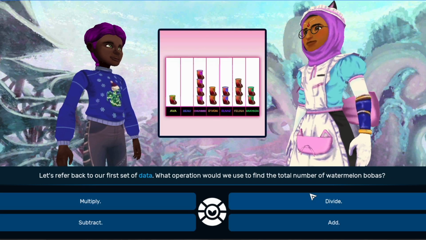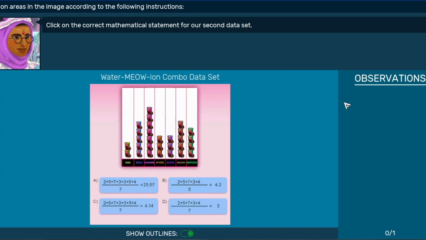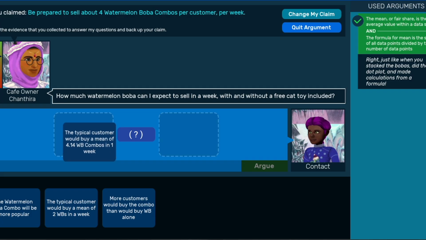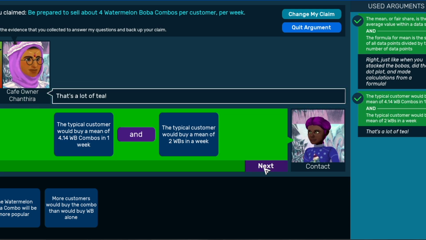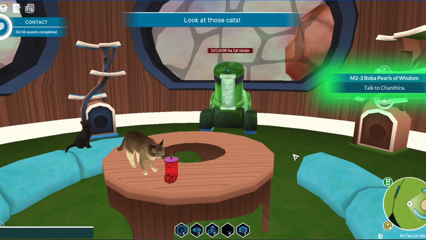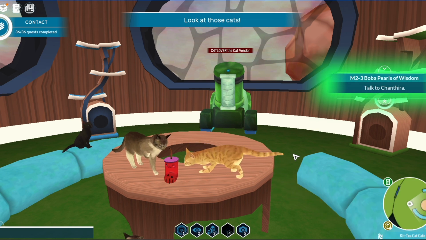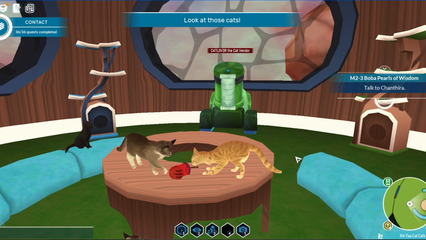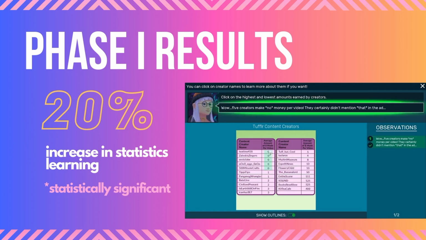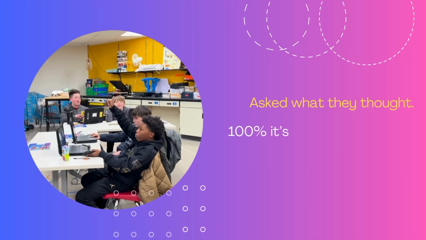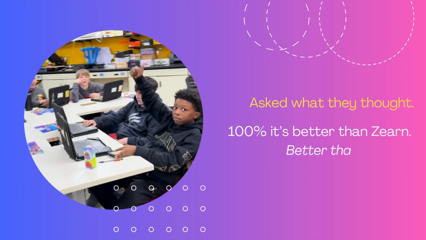Students are therefore guided through developing a formula to calculate mean, supporting figuring out that fraction. They then support a claim on how many watermelon boba combos Chanthira should expect to sell, explaining their thinking and supporting it with evidence they collected. Of course, at the end, she thanks them by being able to adopt their very own in-game cat from the cafe. Our Phase 1 pilot with this and our social media creator earning storyline resulted in a 20% increase in statistics learning. Better than Prodigy.